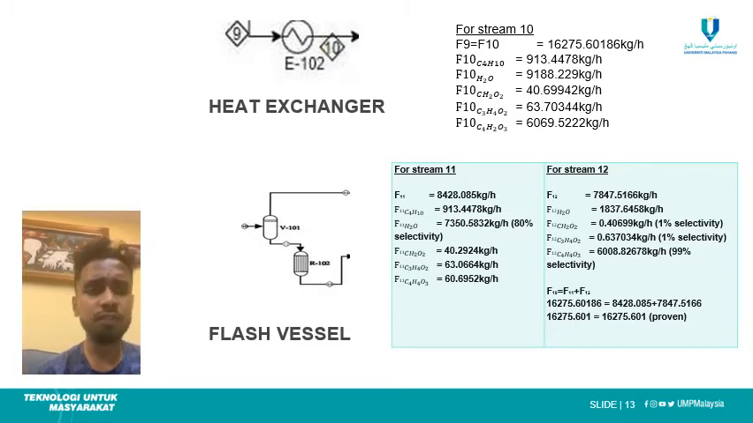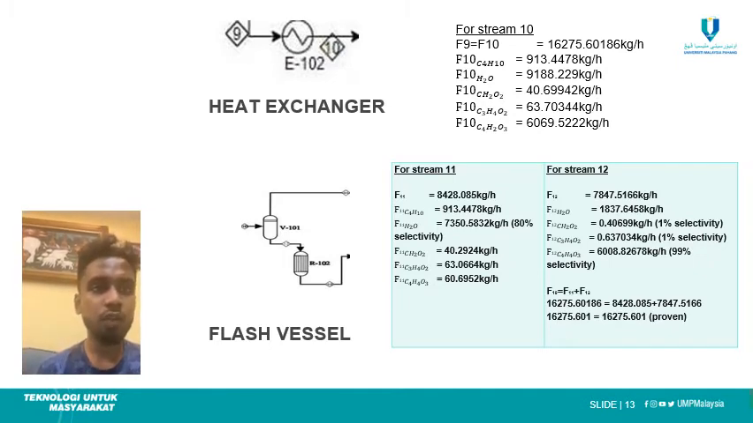And for the flash vessel, it is also the same. F10 is equal to F11 plus F12. But we need to make sure that all butane goes to wastewater treatment. We have to assume that first in order to solve our flow rates. For stream 11, we will get 842.085 kilograms per hour. From that, we can also calculate for butane, water, and all three acids.